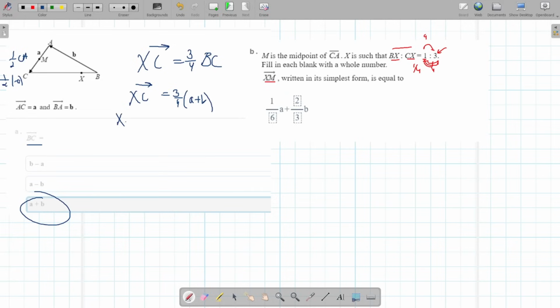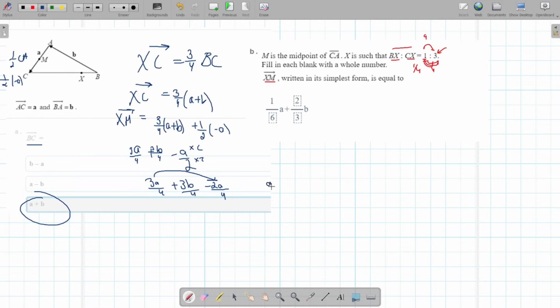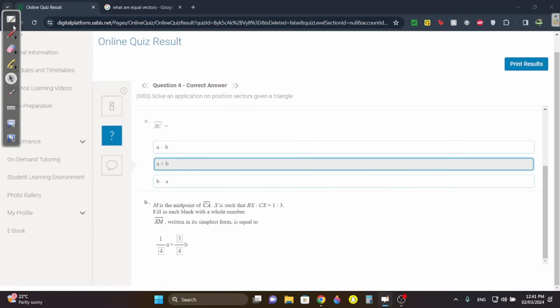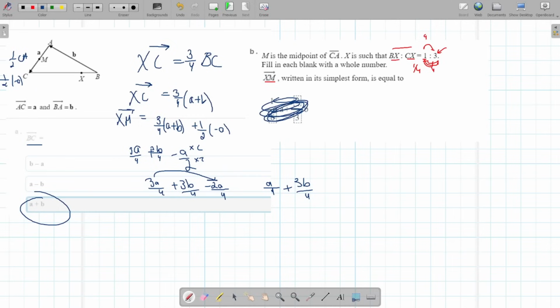So XM will be equal to 3 over 4 (A plus B) plus half of minus A. Can you simplify this? It will be A over 4 plus 3B over 4 minus A over 2. Make it the common denominator, so multiply by 2. It will be 3A over 4 plus 3B over 4 minus 2A over 4. 3A minus 2A, A over 4 plus 3B over 4. And I don't know why I put this answer, and I showed you my answer, which is wrong. It's actually the correct answer, A over 4 plus 3B over 4.